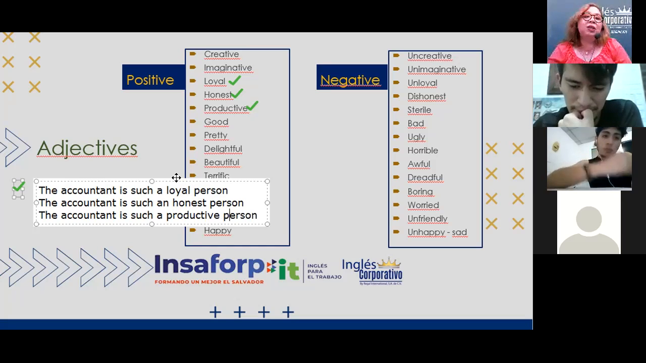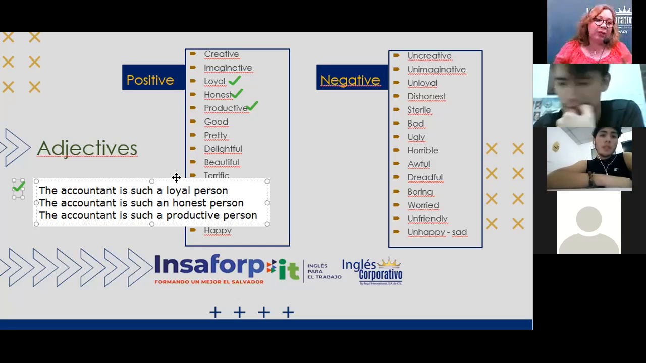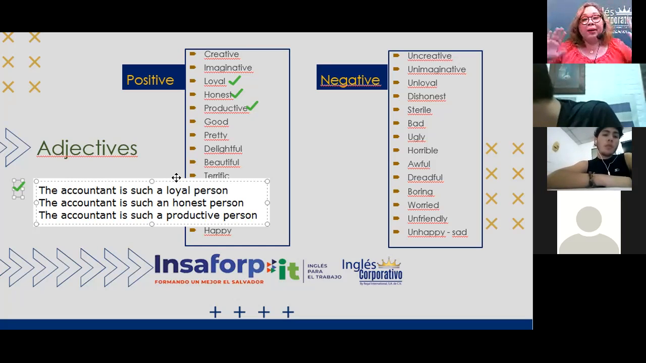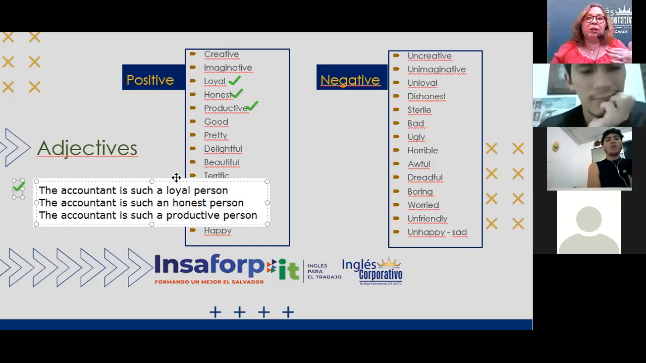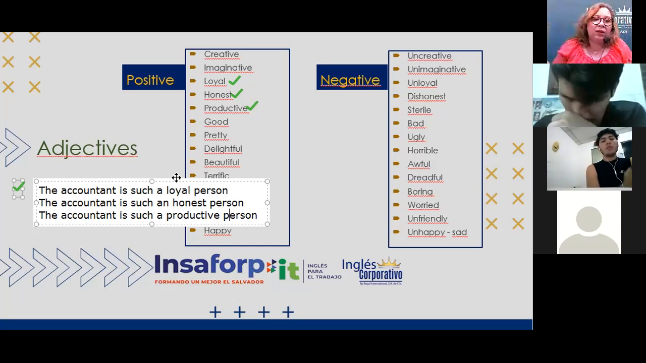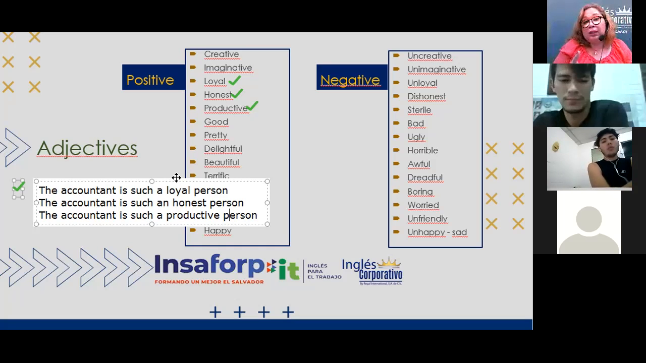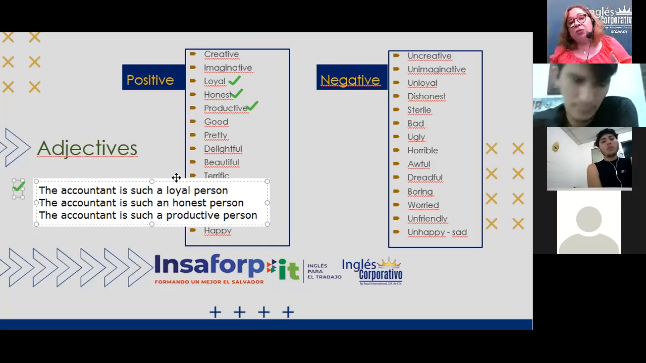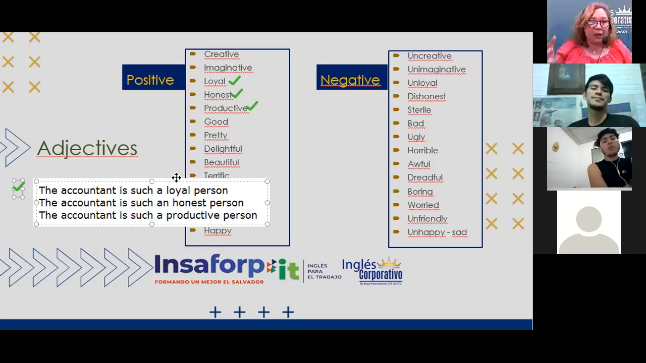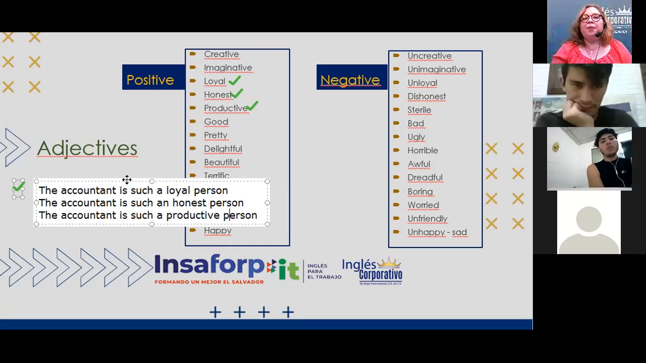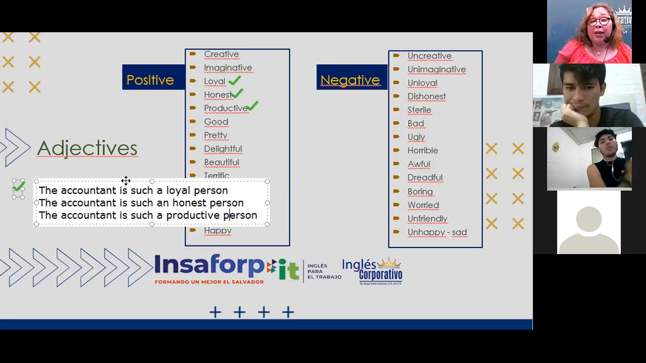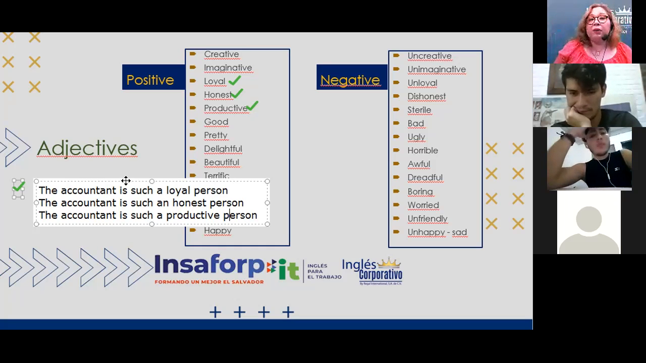Okay? This is using the rule. Esto es usando la regla, ¿verdad? Utilizamos such cuando tenemos un nombre del que estamos hablando y estamos enfatizando la cualidad si le ponemos el adjetivo, ¿verdad? Si no existe el adjetivo, pero está un nombre, entonces sí podemos usar such también, ¿ok? Ahora, si solo va el adjetivo o un adverbio, entonces sería so, ¿ok?